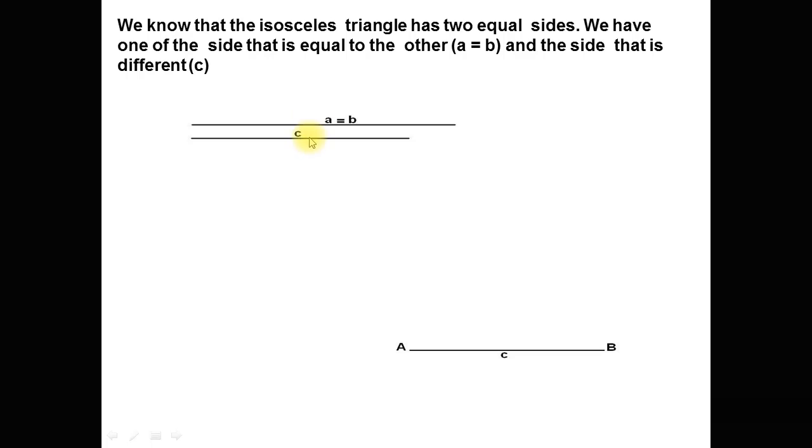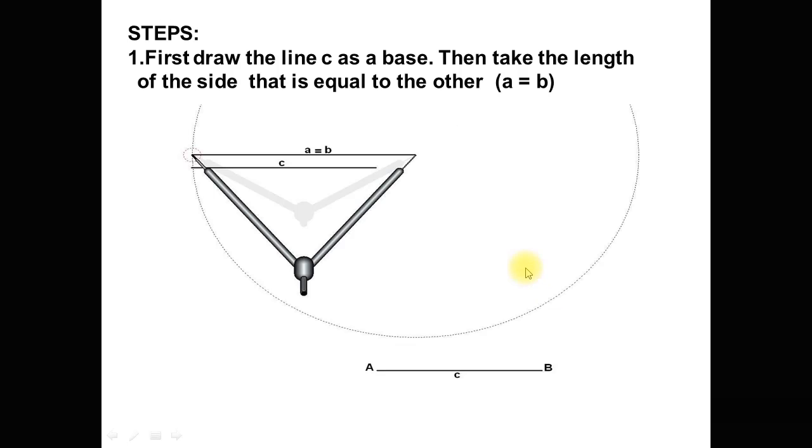But the length of side C does not equal the length of side A and side B, and these two sides will be equal. This is called an isosceles triangle. So for the base, draw the side C which has different length as compared to side A and side B. So side C will be the base, and this vertex is named A and this vertex is named B.